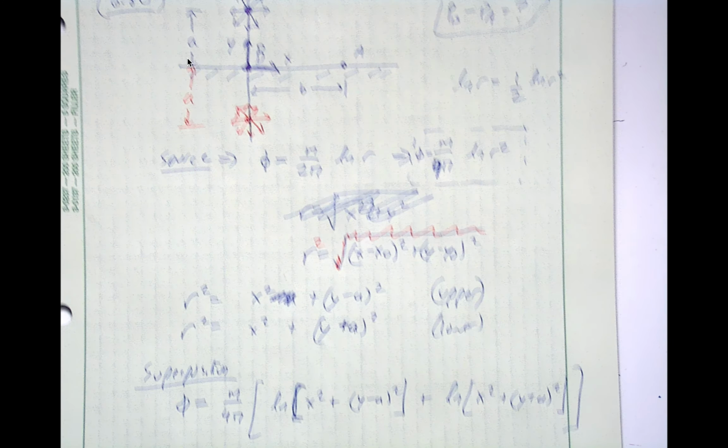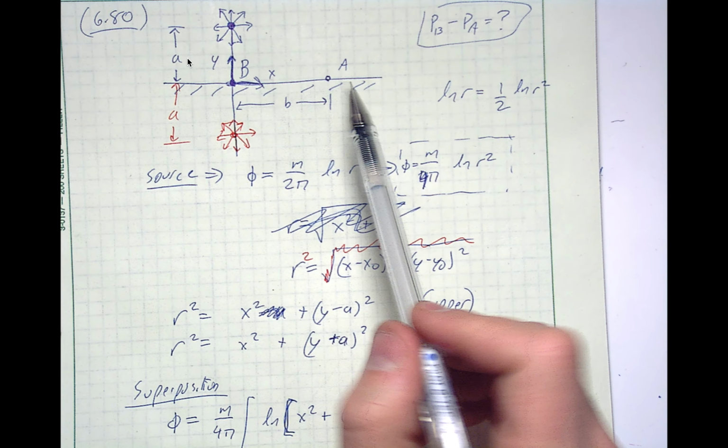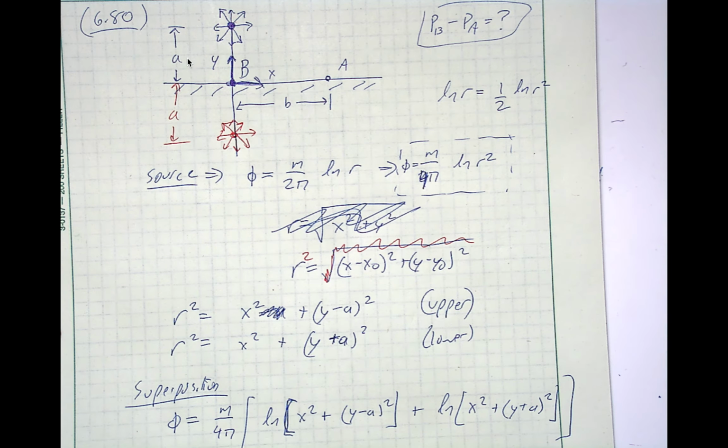Remember, we're trying to get the pressure. To get the pressure, we need to apply Bernoulli's. Do we need to make sure that B and A are on the same streamline to apply Bernoulli's? No, actually, this is a potential flow, so we don't even need that. But they will be because this is a wall. So that represents there should be no flow across our wall.